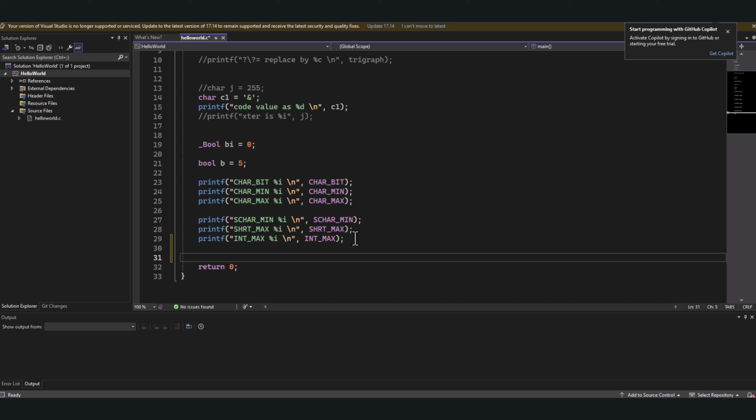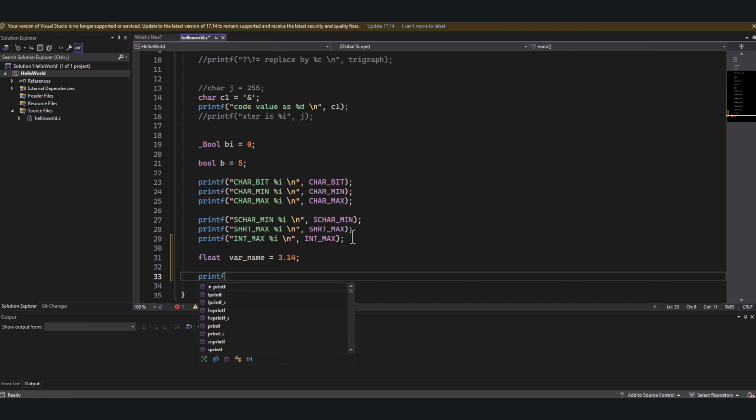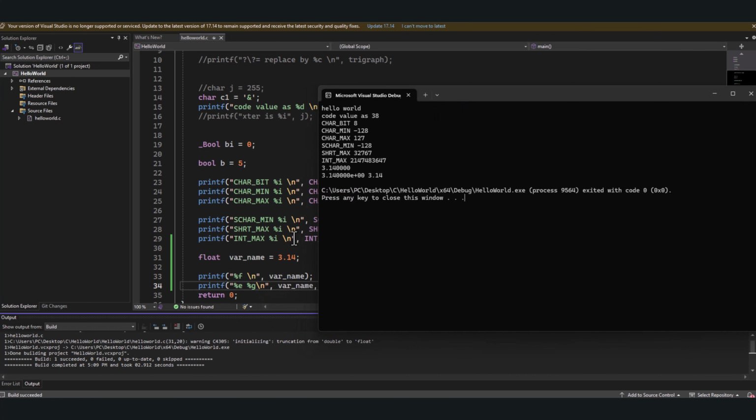To define a floating type, we simply use the keyword float. We assign it a value, for example, 3.4. So for us to print this number, we have different specifiers we can use in the printf function. To print, we use %f, and we print our variable name. You notice that when we print with %f, we have 3.4 and we have extra zeros.